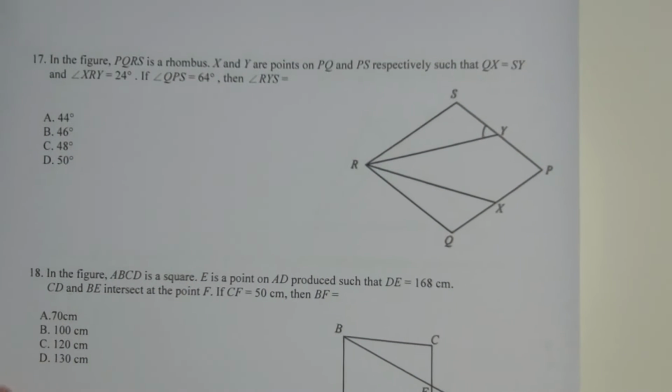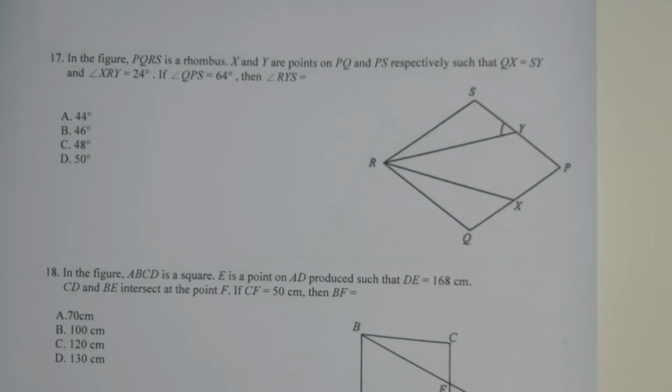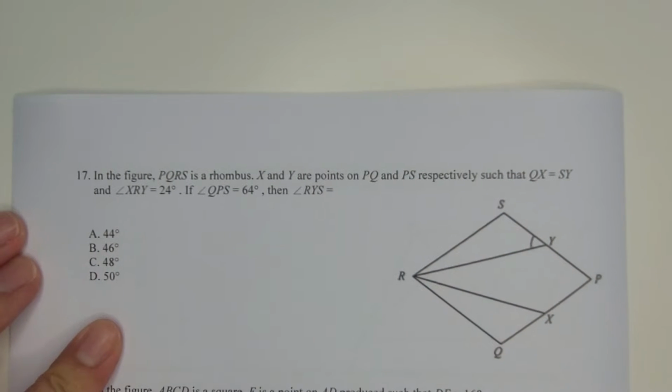And then let's move to question number 17. In this figure, PQRS is a rhombus. That means 4 sides equal.